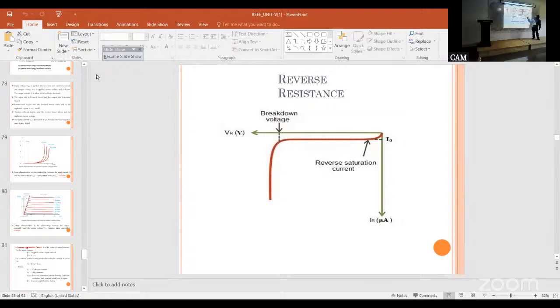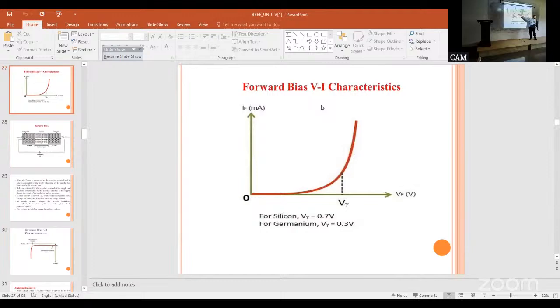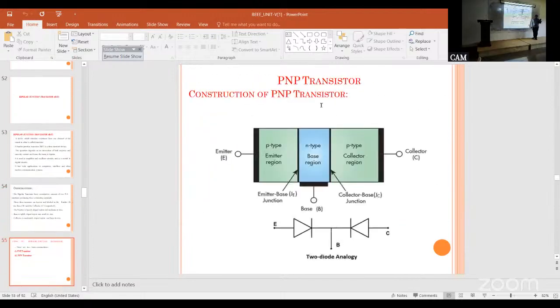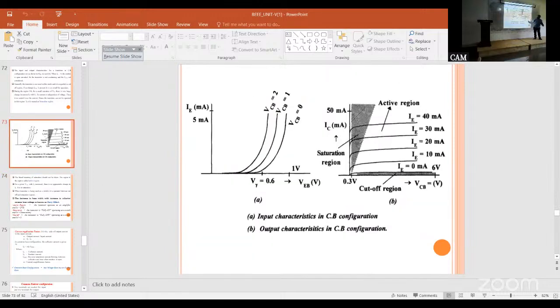So input current is 0. Even then, when we give collector base voltage, there is a minimum collector current. For example, when the emitter current, the input current, is 0, how much collector current is there? So this is the collector current.